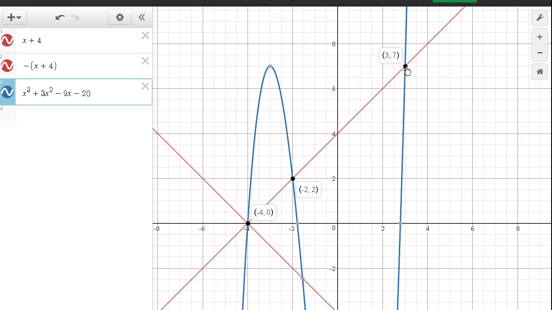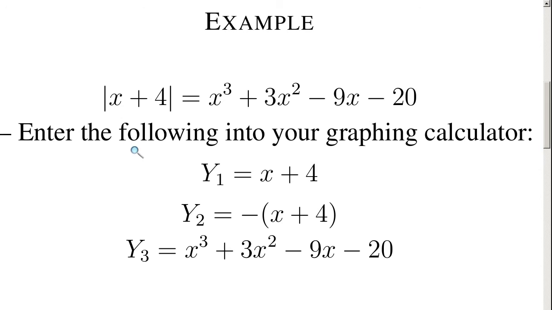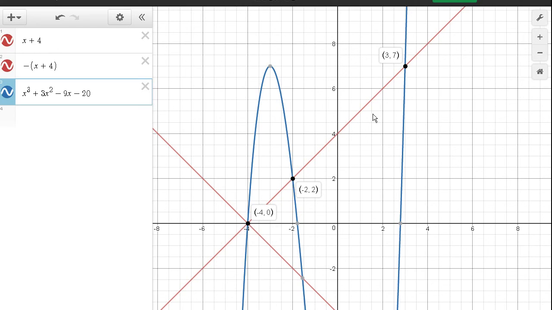Now it's a good idea to try each of these values back in the original equation, just to see that it works. So remember, negative 4, negative 2, and 3. If you plug in negative 4, you'll see that it works: 0 equals 0. Now if you plug in negative 2, it also works. You'll get 2 on this side and 2 on this side. And what about if you enter positive 3? You'll get 7 equals 7. So that's how we verify that these three answers are correct: negative 4, negative 2, 3.